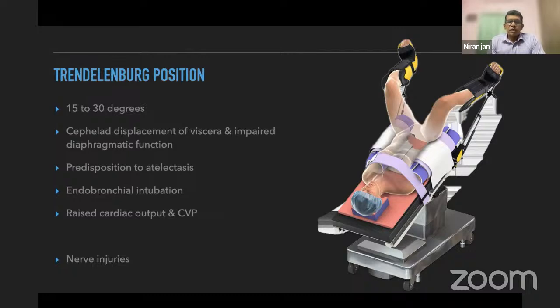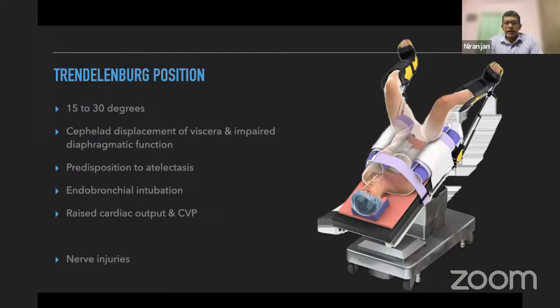So there is a rise in cardiac output and central venous pressure in this position, but in the course of time, within about 10 minutes, it comes back to baseline because of the work of baroreceptors. So it is very important to avoid nerve injuries. This position can cause nerve injuries. Documented nerve injuries have occurred, especially brachial plexus injury at the level of the head of the humerus.